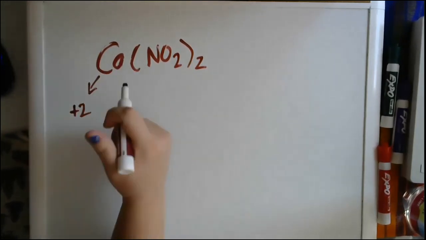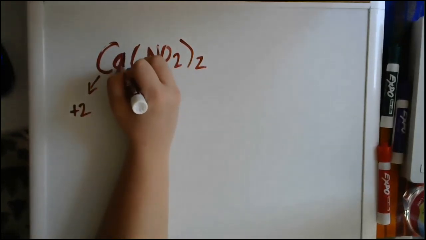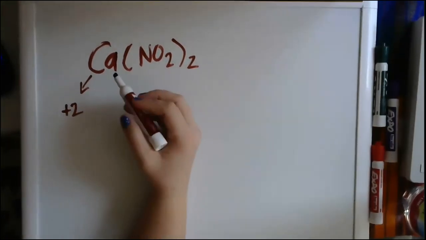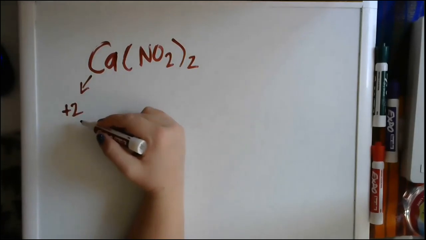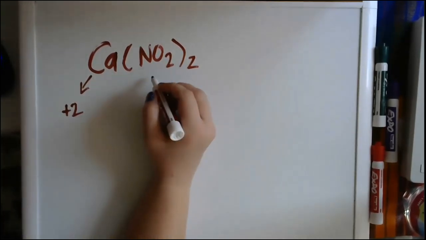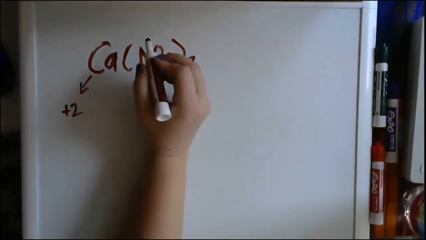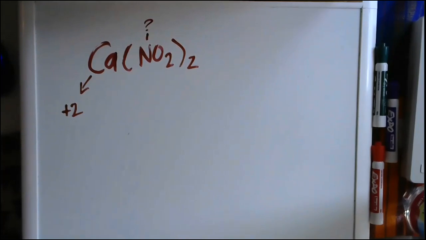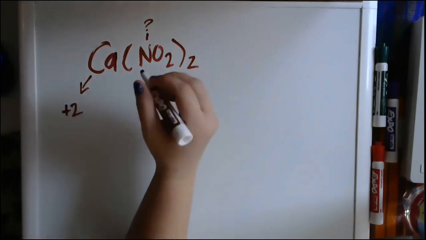So let me try it. I like to give you guys more than one way to look at things. So let's just go in order. My calcium is +2. I have 2 nitrites. That means that I have, we'll put a question mark by the nitrogen, because whatever is last on our list that we were given initially, that's what we're going to solve for in the end.